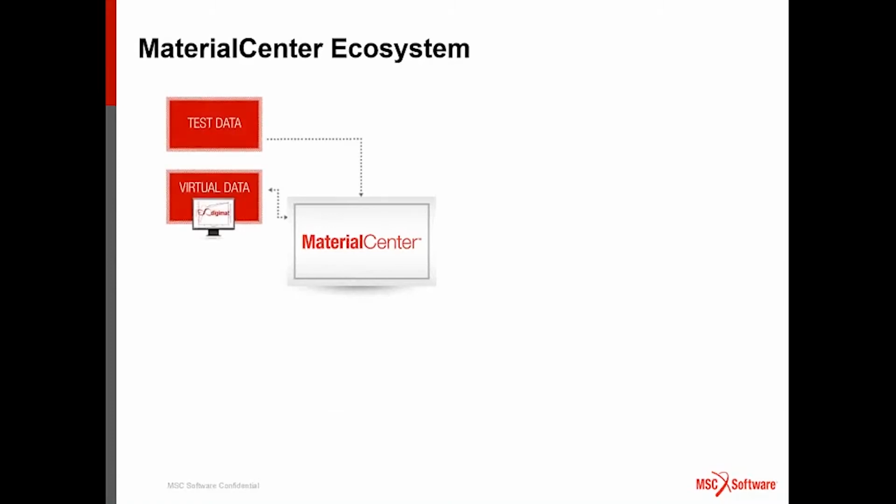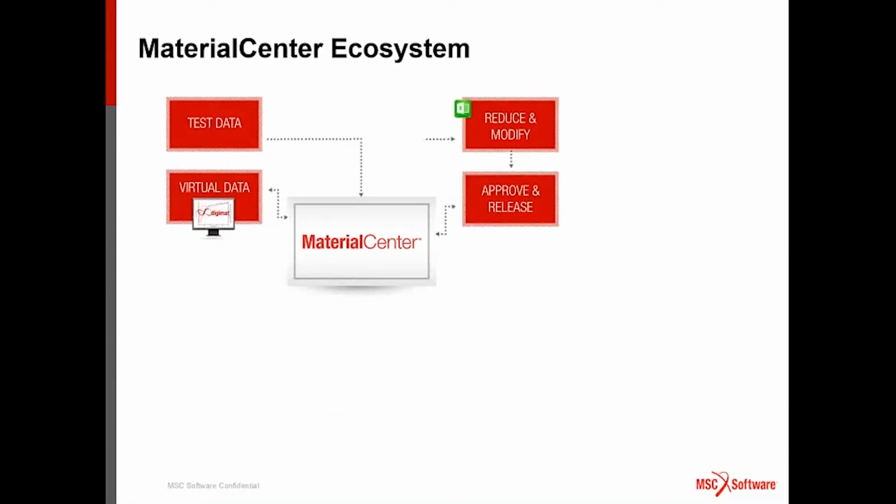So the first thing is getting materials data into the system. The data we bring in most commonly is test data, but Material Center also has the ability to capture and calculate materials data using products such as Digimat, so you can have the virtual data inside the system as well. In addition to the test data, we also like to keep track of any sort of process data associated with that test data, which provides some additional leverage in terms of understanding the variability in your properties.